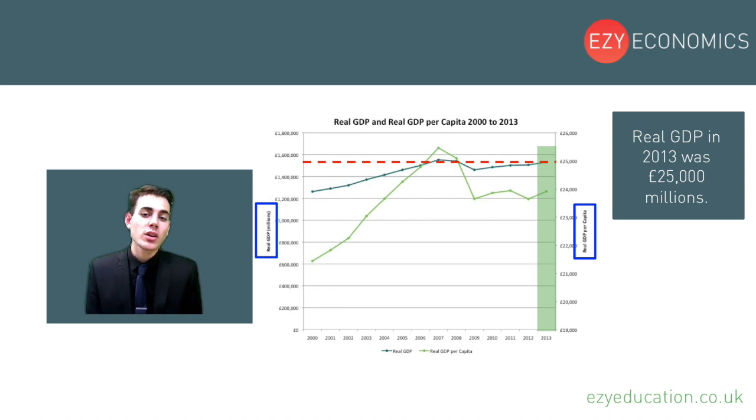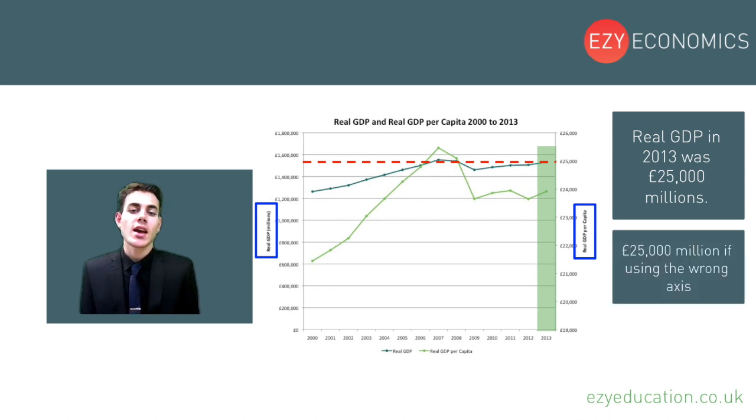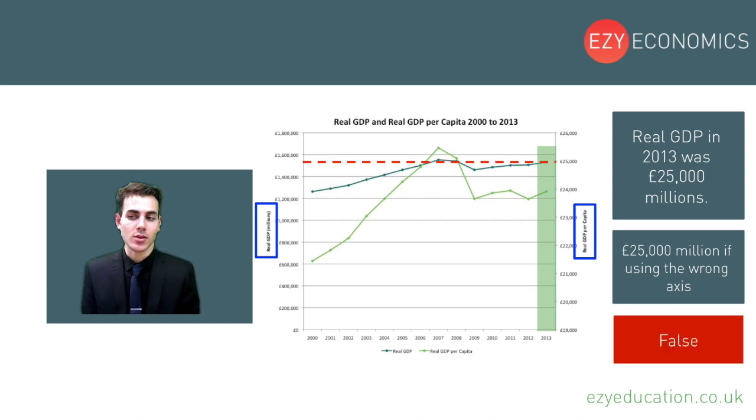Now, if we're looking at real GDP, we need to be looking at the left axis, which you can see is nowhere near 25,000 million. It's actually in between 1,400,000 million pounds and 1,600,000 million pounds. So as a result, if we were to read off 25,000 million pounds, it's because we're actually using the wrong axis. We'd be using the real GDP per capita axis. So therefore, this is an incorrect statement.